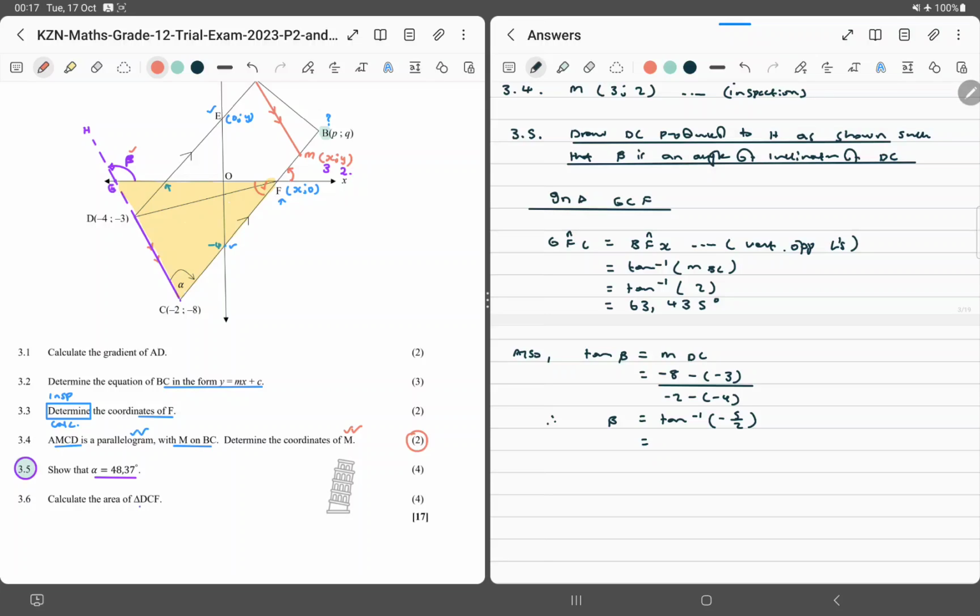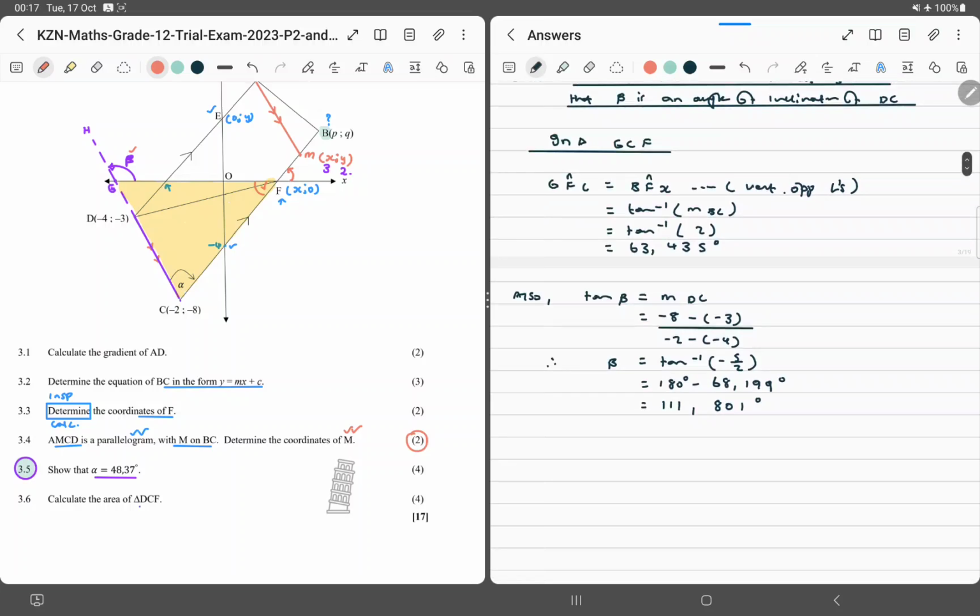You know these calculators are fancy. But now it gives us a negative angle, so we're going to have to take it from 180 degrees minus whatever we've got in here. So it's going to be 68,199 degrees. All I'm just going to do is add 180 there. It gives me 111,801 degrees. That was better there.